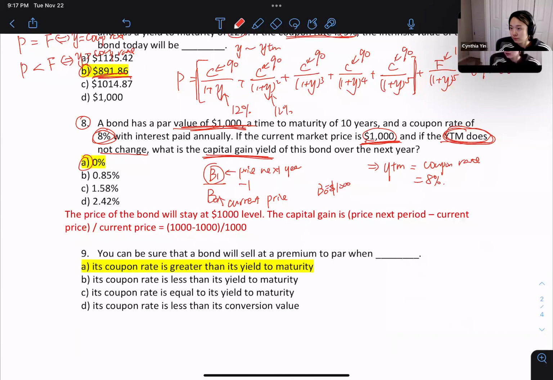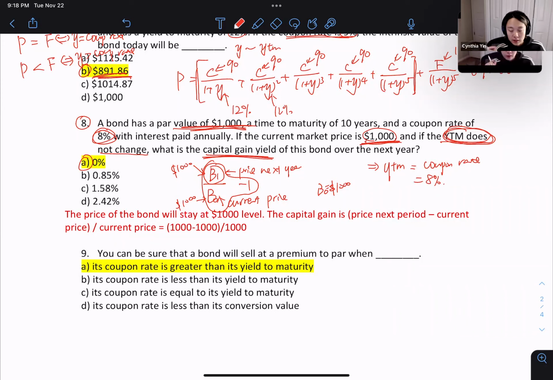So 1 year later, because yield to maturity doesn't change, it's always the same as the coupon rate. The price will still be the face value, which is $1,000. As a result, B1 will be $1,000, right? Because B0 and B1 both are $1,000, your capital gain yield would be 1 minus 1 equals 0%. This is why the answer is 0%.